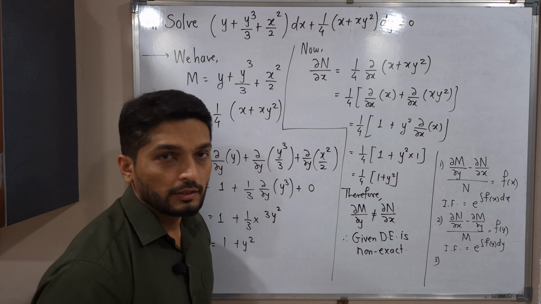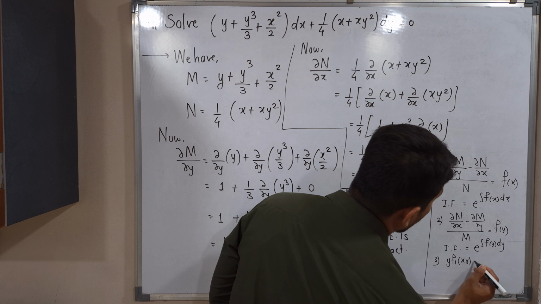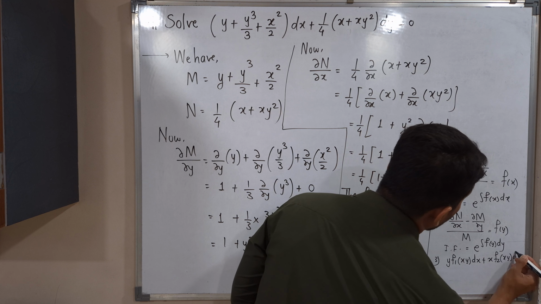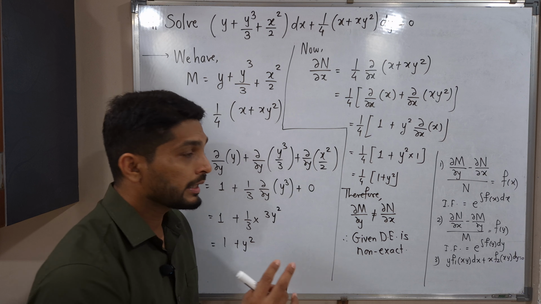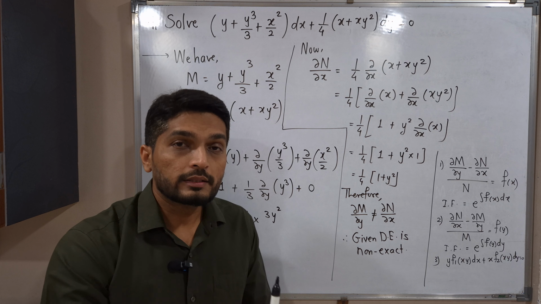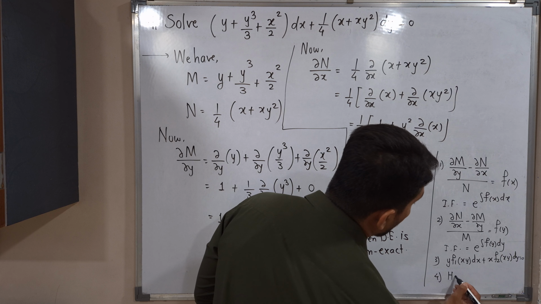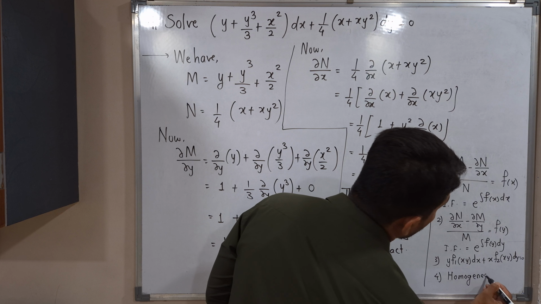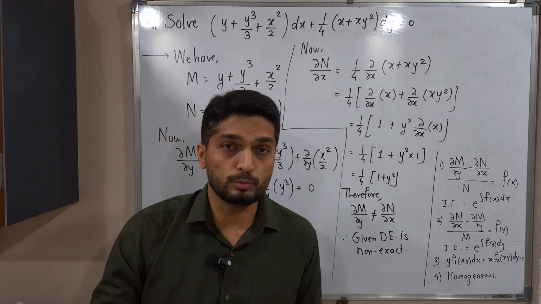The third method is, the given differential equation should be in this form: y f1 of xy dx plus x f2 of xy dy. Getting this form? That means xy should be there everywhere. There should not be a single x or single y, there should be xy, it should appear everywhere. And the fourth method is applicable if the given differential equation is homogeneous. That means the power of each term is the same, then we say homogeneous.